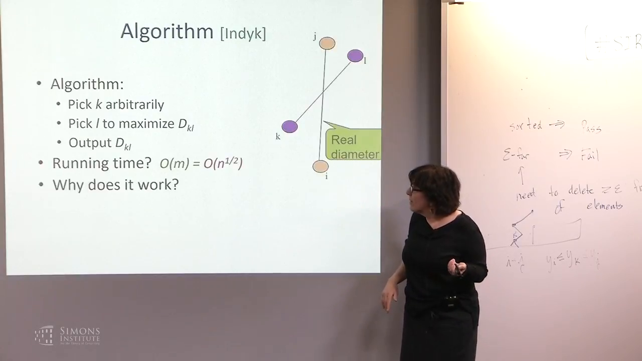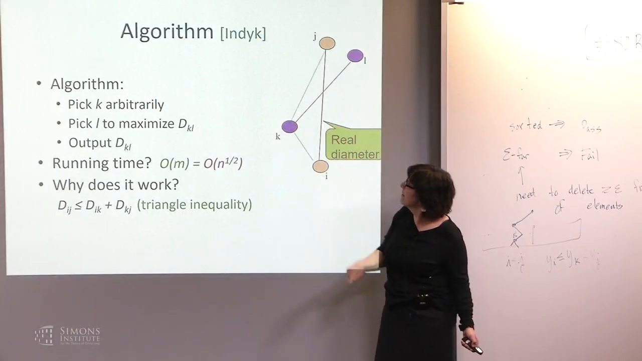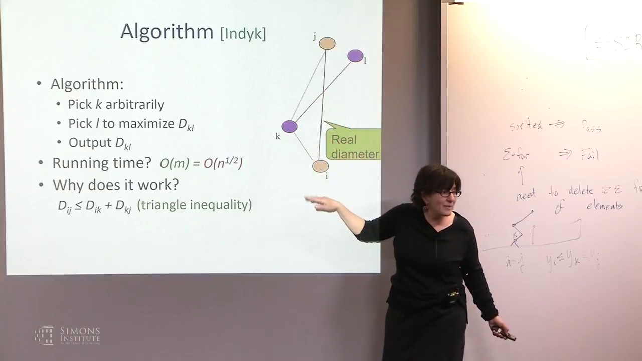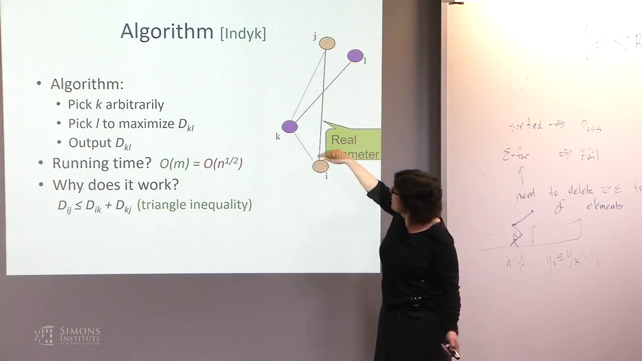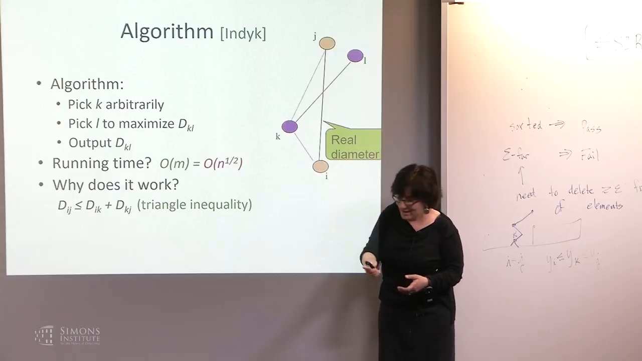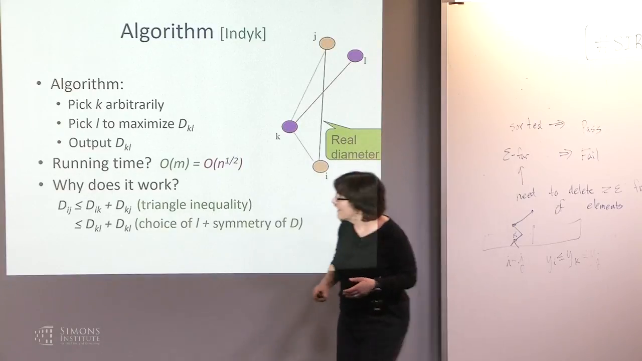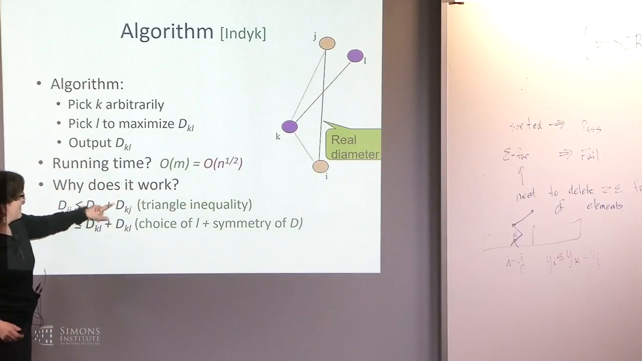Okay, why? Well, let's say i and j were the real diameter. These were the real farthest two points. Well, the distance between i and j is shorter by triangle inequality than if I went from i to k and then from k to j, right? So if I had gone like this, that would be a longer way to get from i to j. But this is less than or equal to that because I chose this to be the farthest point from k. I chose this to be the maximum edge adjacent to k. So I know that this is smaller than this guy. And I also know that this guy is smaller than this guy. All right, so I know that d_ik is less than d_kl and d_kj is less than d_kl.